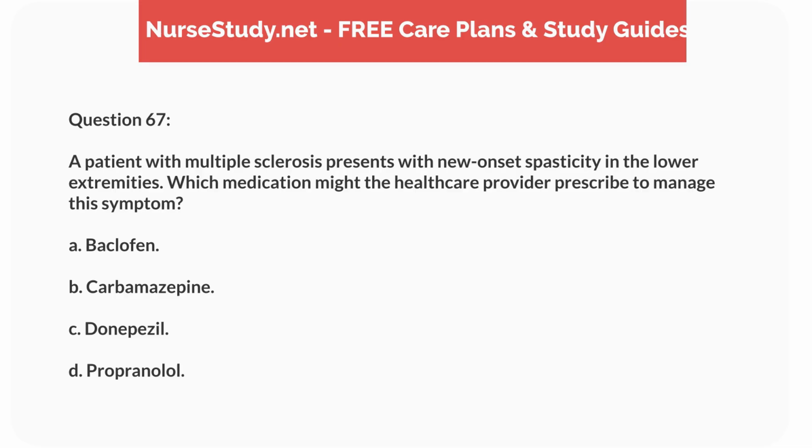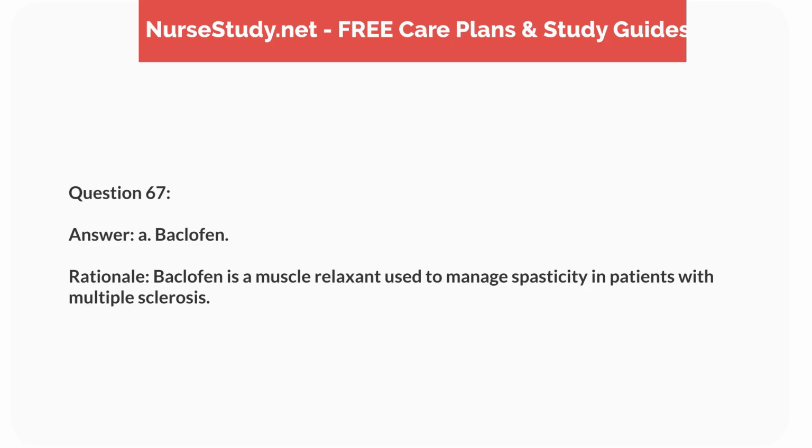Question 67. A patient with multiple sclerosis presents with new-onset spasticity in the lower extremities. Which medication might the healthcare provider prescribe to manage this symptom? A. Baclofen. B. Carbamazepine. C. Donepezil. D. Propranolol. Answer: A. Baclofen. Rationale: Baclofen is a muscle relaxant used to manage spasticity in patients with multiple sclerosis.